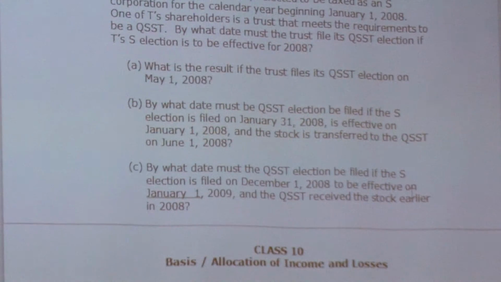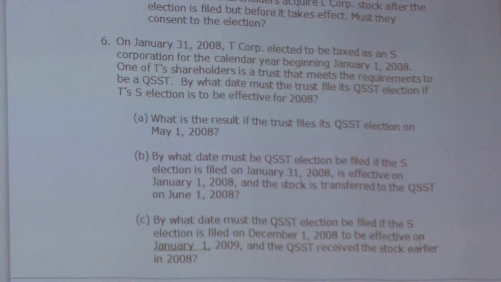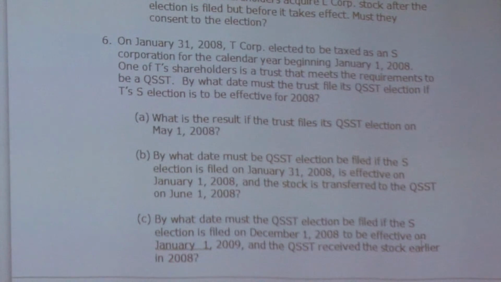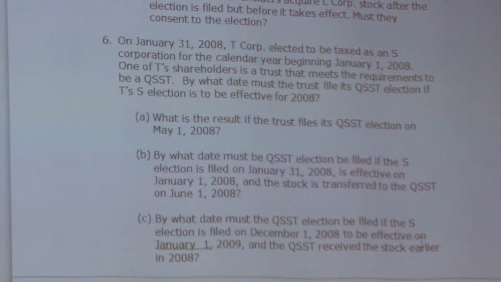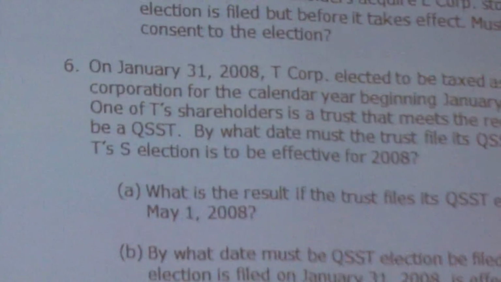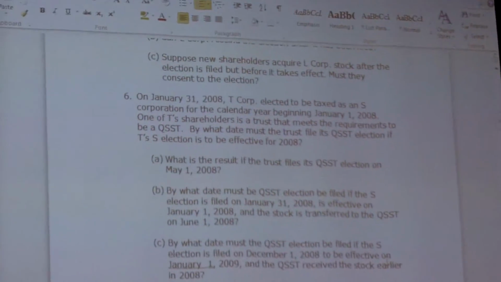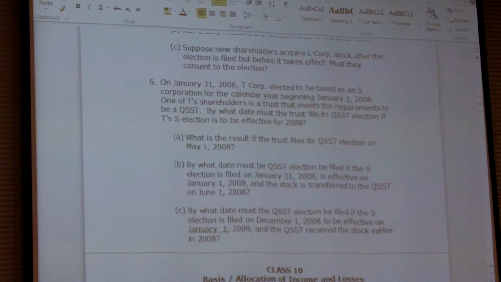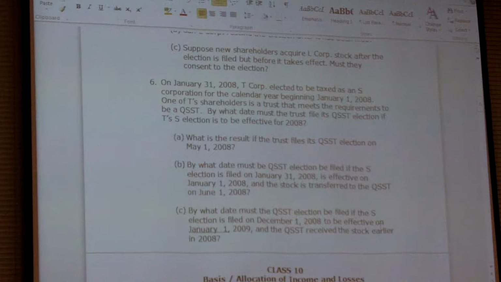Now, on January 31, 2008, T Corporation elected to be taxed as an S corporation for the calendar year beginning 1/1/2008. One of T's shareholders is a trust that meets the requirements to be a QSST. By what date must the trust file its QSST election if T's S election is to be effective for 2008? Thoughts?